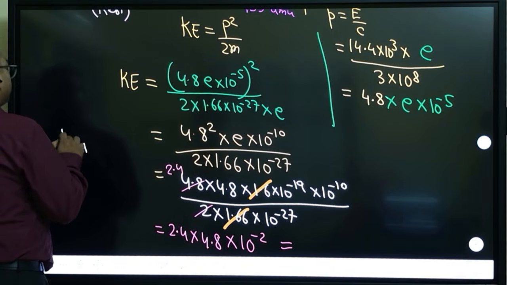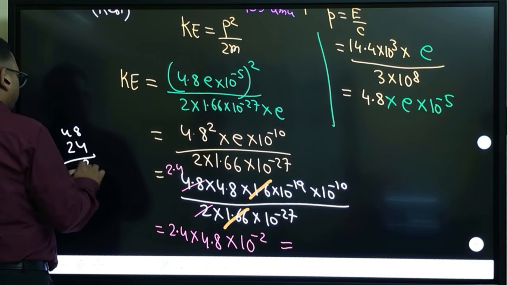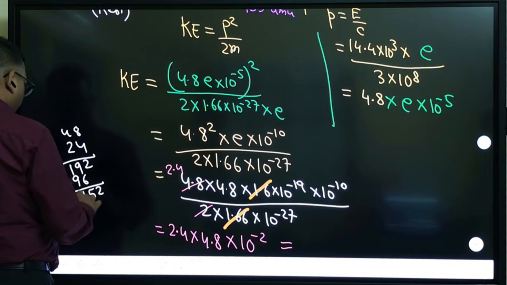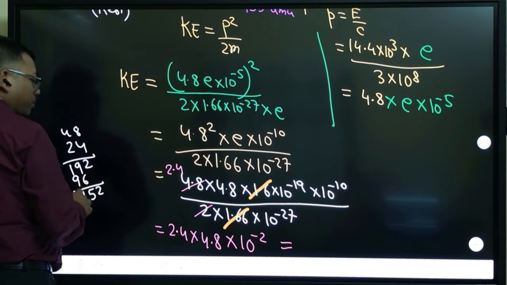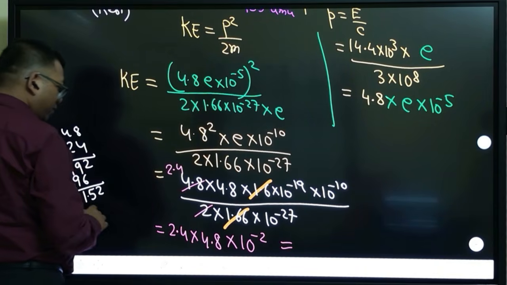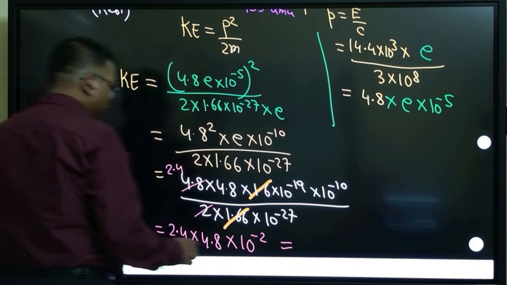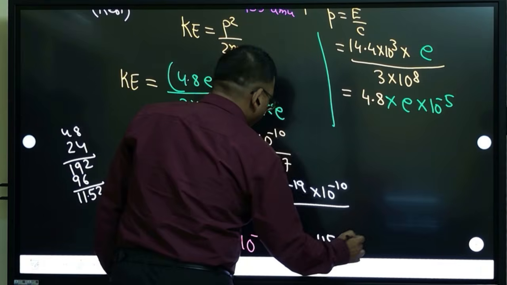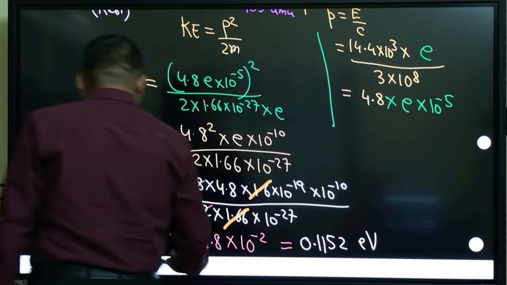24 and 48 you multiply, 32, 16, 19, 96, 16, 11, right? Then 11.52 by this. So 0.1152 approximately I am getting as the answer. Check that answer.